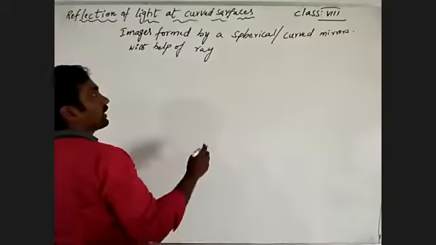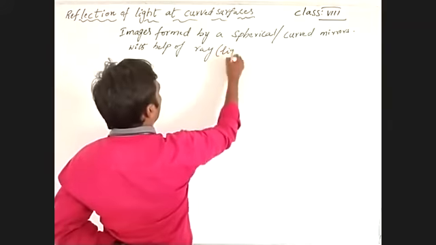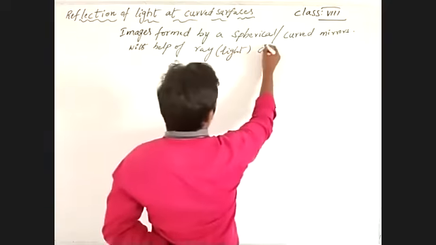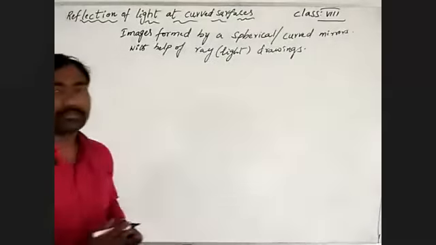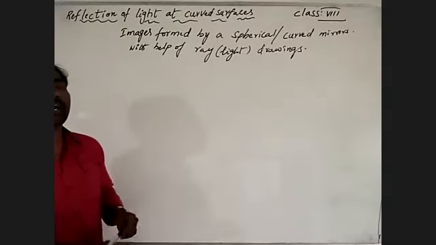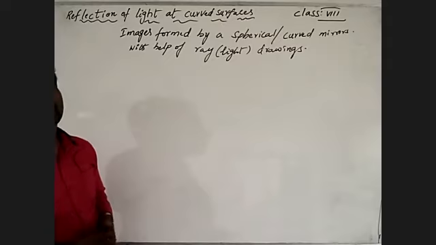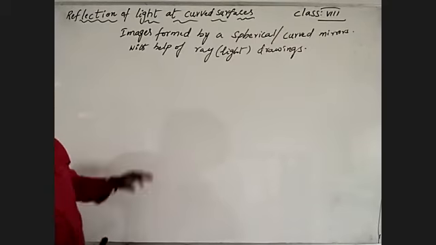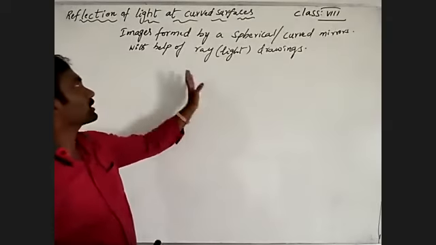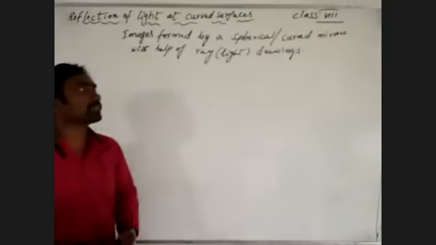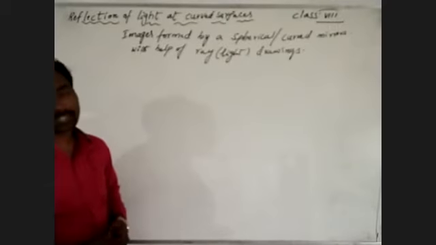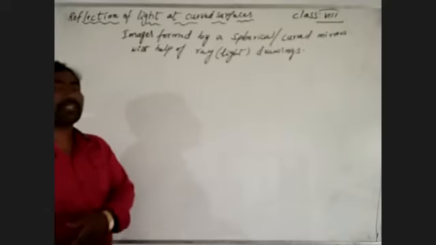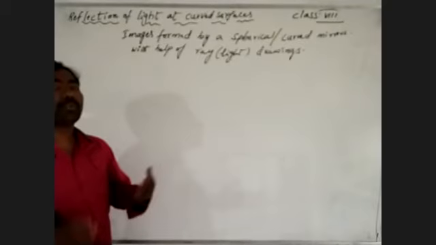With the help of light rays, ray drawings, how is it possible to do that? How will the images form by a spherical or curved mirror, and what type of images will form? By different positions of an object, we may identify different types of images.